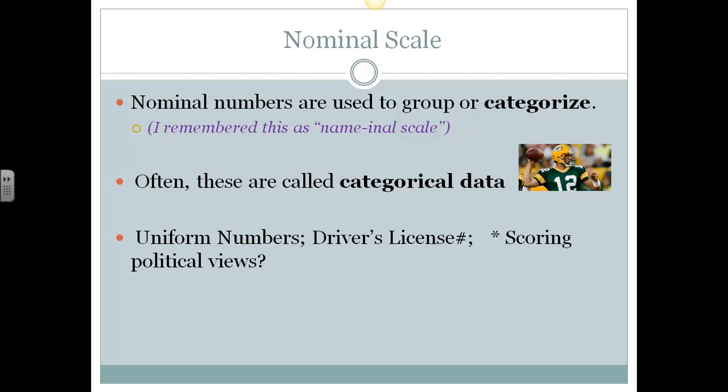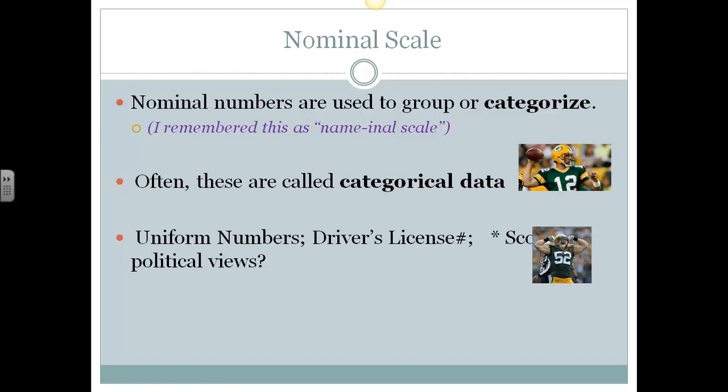Your driver's license number, your social security number: these numbers really are just identifying a position or a place or a thing. You could also score political views on a survey. So on a survey, you might have the opportunity to choose strongly agree, agree, neutral, disagree, or strongly disagree. And when we do an analysis, we might apply a number to each one of those categories so we can represent it in a chart.